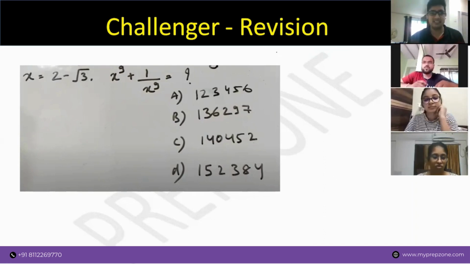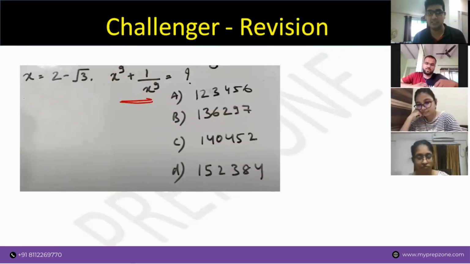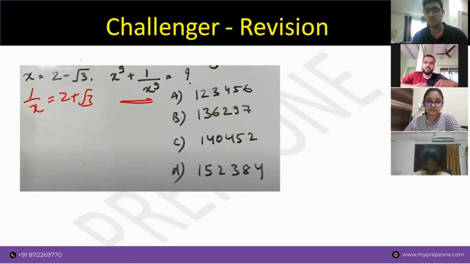No, answer is C. It's a straightforward question. The hint should be that you need to find x plus 1 by x. Second hint is if x is a conjugate number, you know 1 by x will be 2 plus √3, which is 1 by 2 minus √3. You don't have to do more, that is what I'm saying.